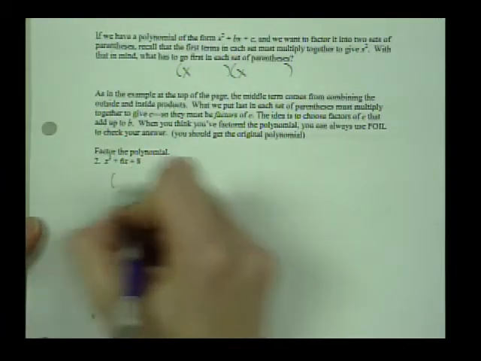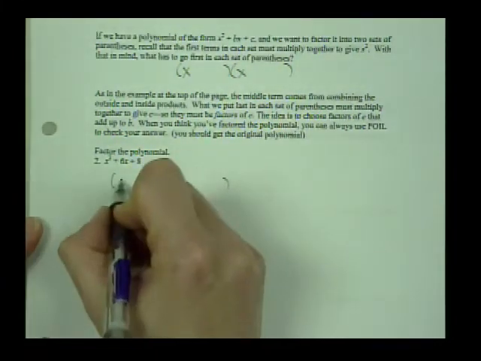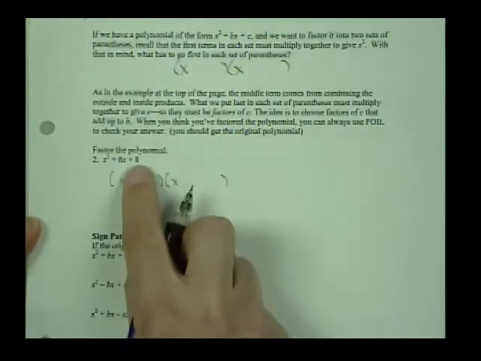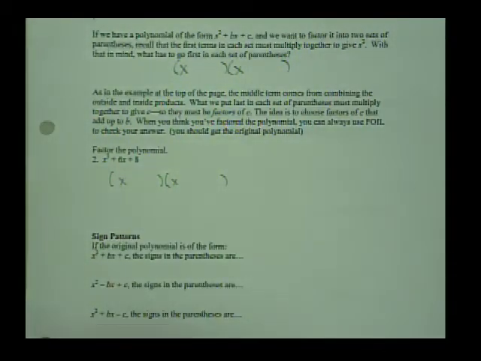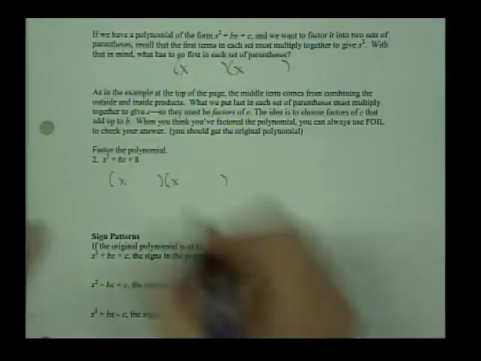So the only way we're going to get x squared is x times x. So we're looking for two numbers now that multiply together to give 8 and add up to 6. Well, the only two numbers I can multiply to get 8 are 1 and 8 and 2 and 4, which, yeah, 2 and 4, they add up to 6.